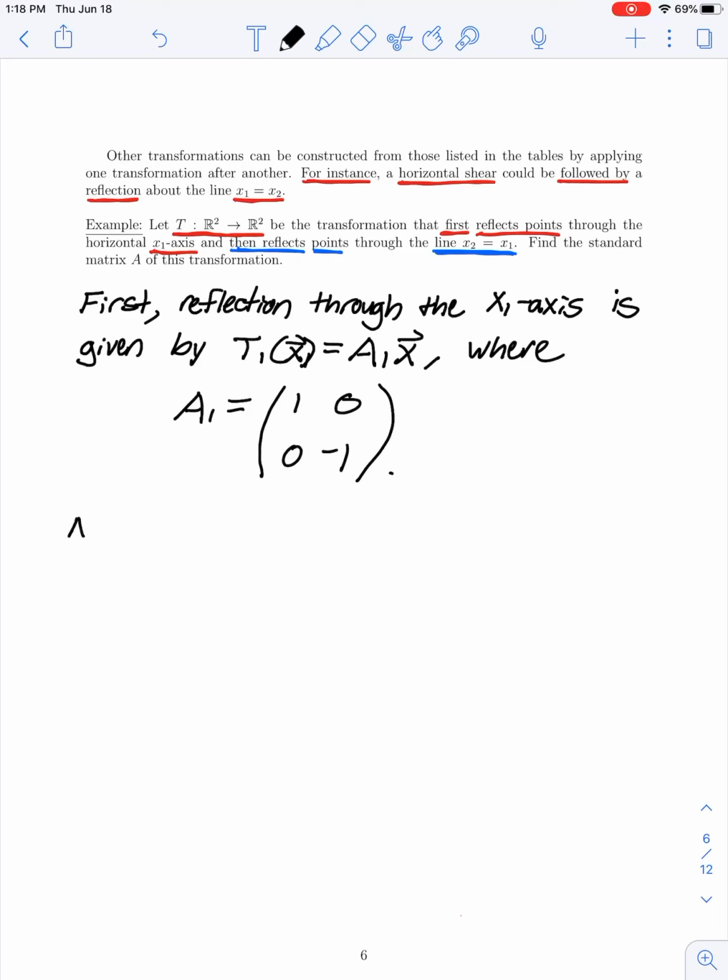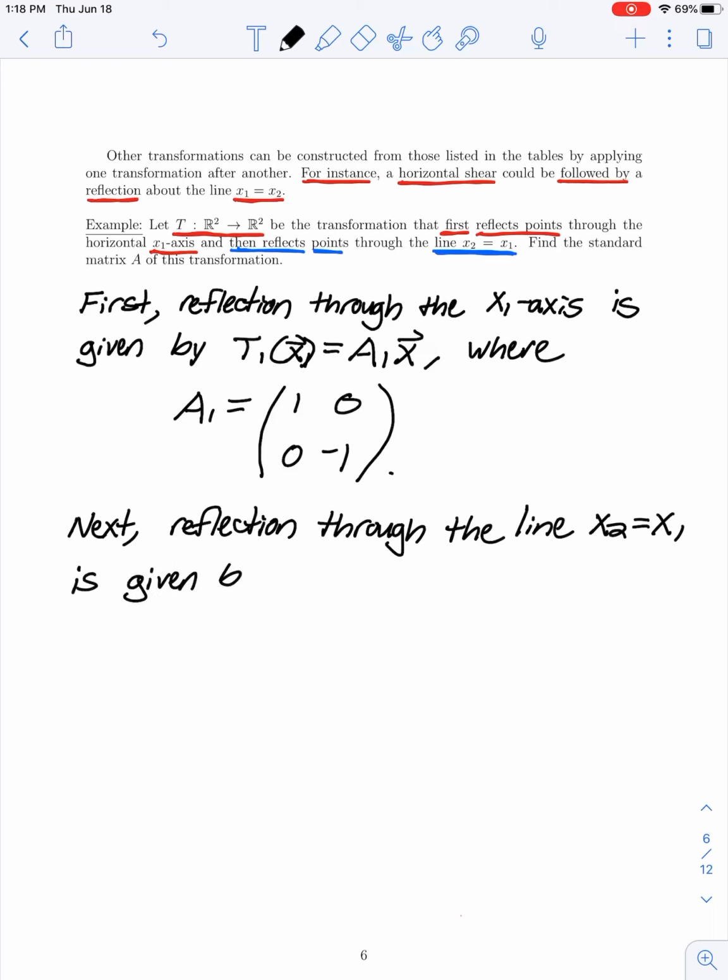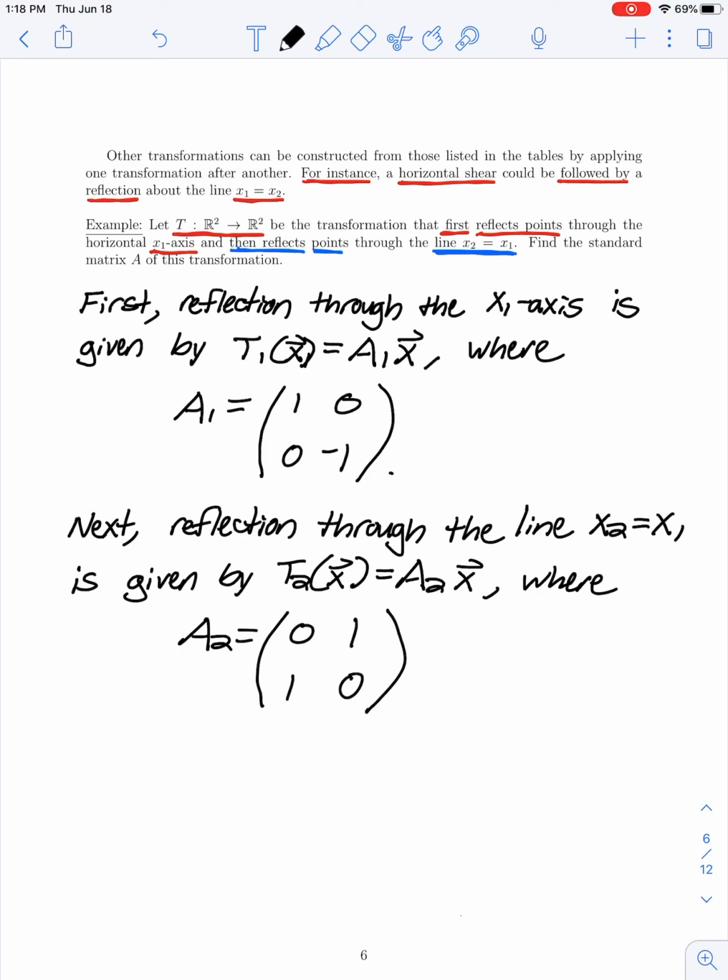Now, the next part of our transformation is reflection through the line x2 equals x1, which is given by, let's call it T2 of x, which is some matrix A2 times x, where the standard matrix A2 for that transformation, looking back at our table, is 0, 1, 1, 0.